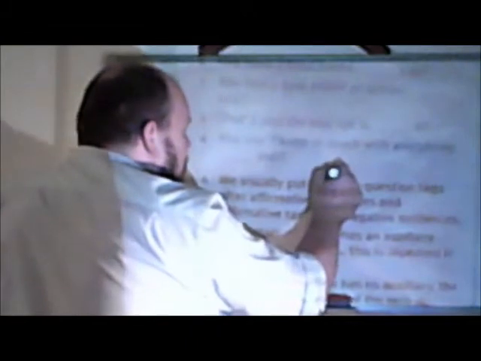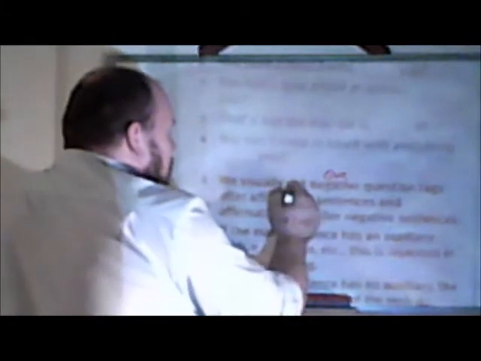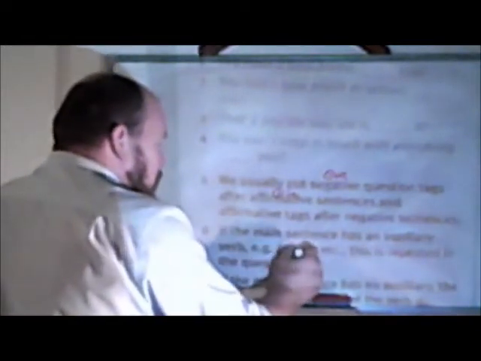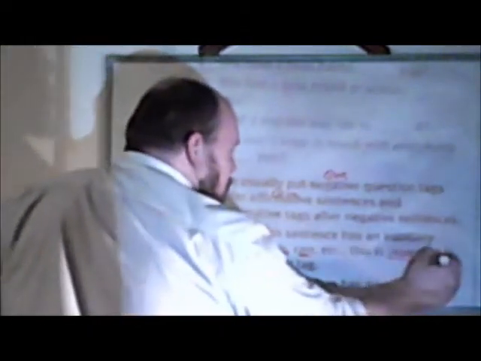Okay, so just to simplify, I usually put a negative question tag after a positive sentence. If I do have an auxiliary in the form of is or can, etc., then I just repeat it in the question tag. And the last one, if the main sentence has no auxiliary, I use do. So, I go to my question number 1 now.